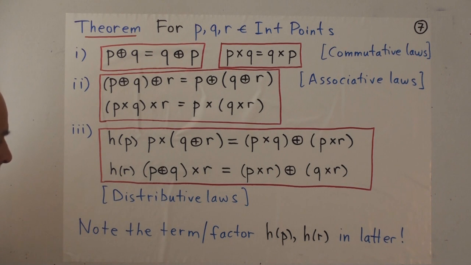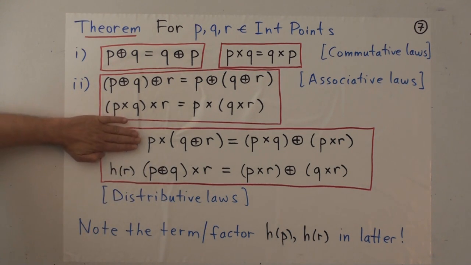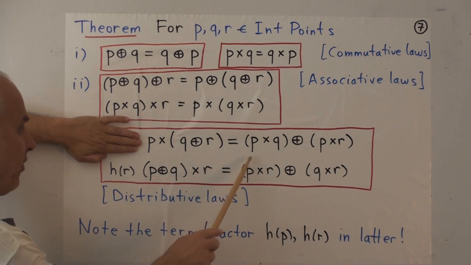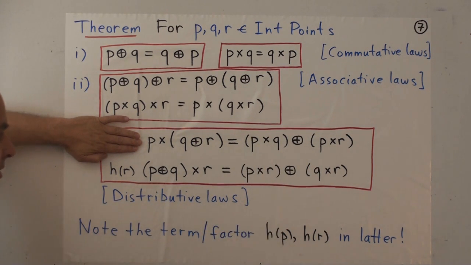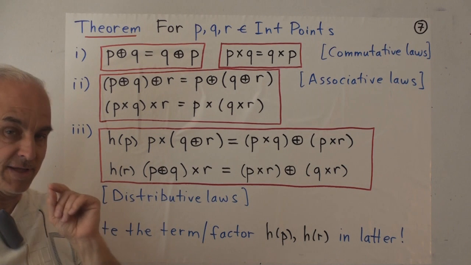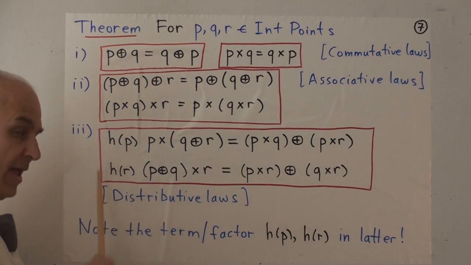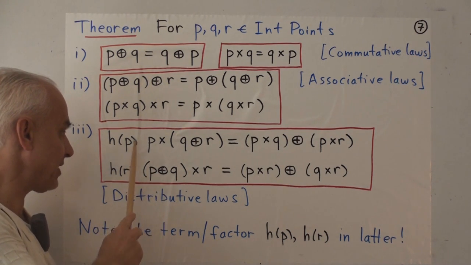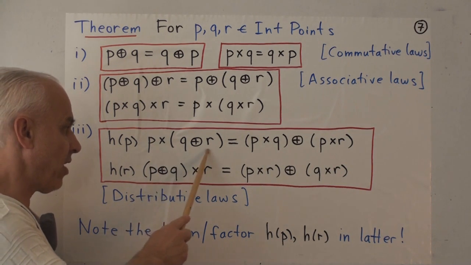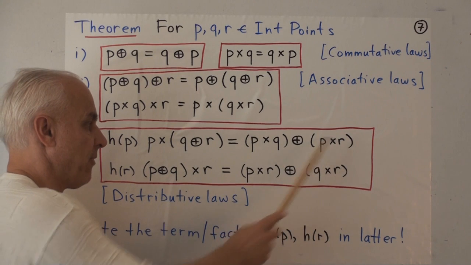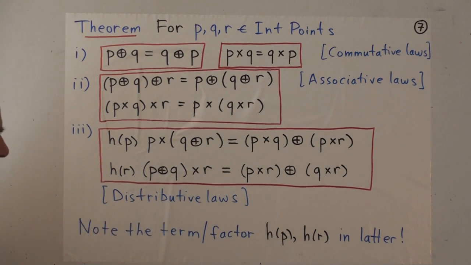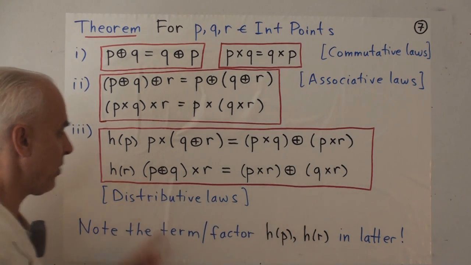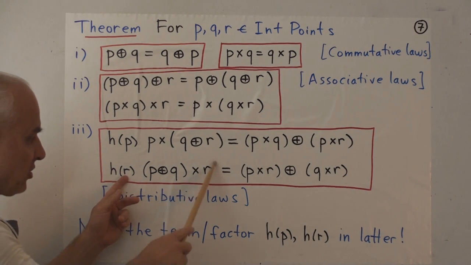So the third laws are the distributive laws. And here they are. If we look at this first one, if I remove this for a moment, then this looks just like the usual distributive law: P times (Q plus R) equals P times Q plus P times R. But what we're saying is that in order for this to hold in this situation, we need to multiply the left-hand side by h of P, the height of P. So the height of P, that's a number, times P times (Q plus R) equals P times Q plus P times R. And similarly on the other side, if we're having (P plus Q) times R equals P times R plus Q times R, we have to multiply here by h of R, the height of R.